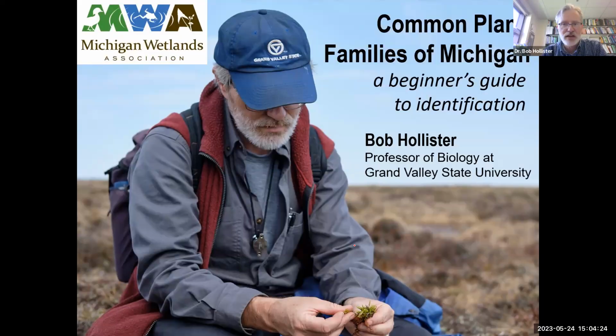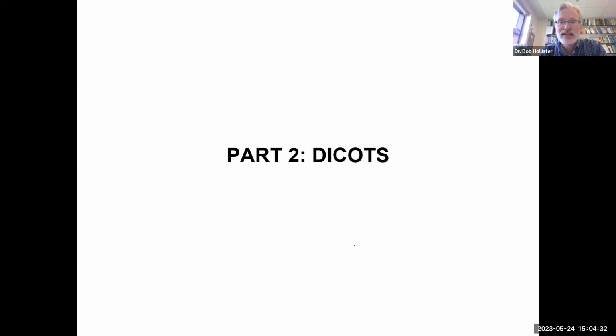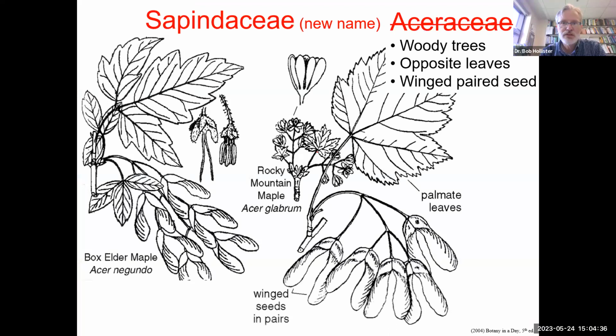So again, this is, go back to the beginning. So, beginner's guide to identification, families of Michigan. So part 2 is dicots. So we'll just jump straight in.